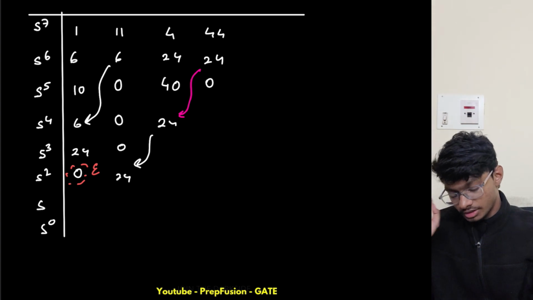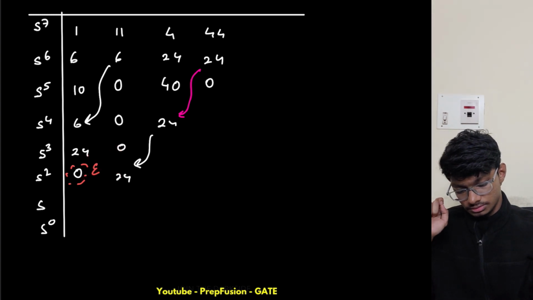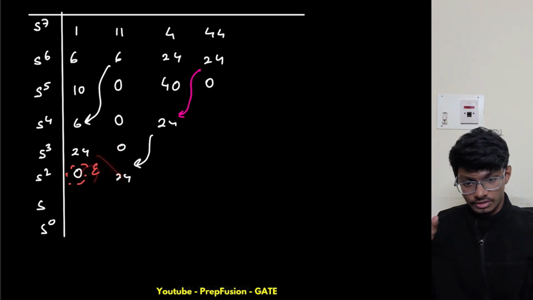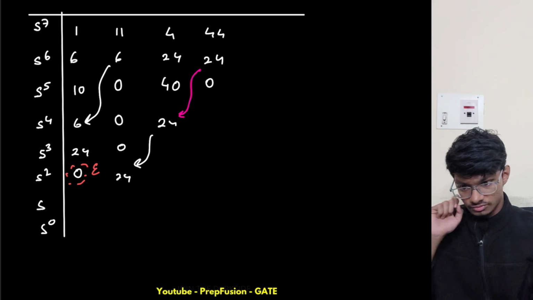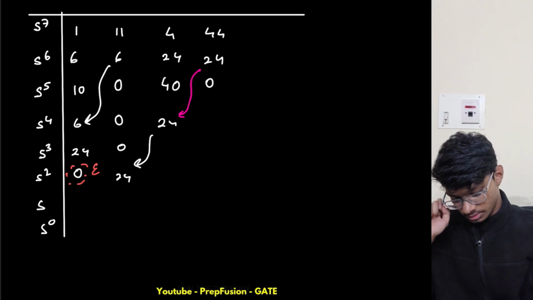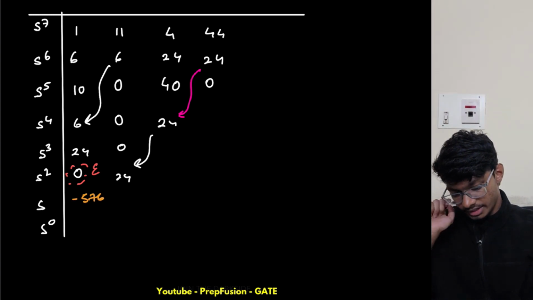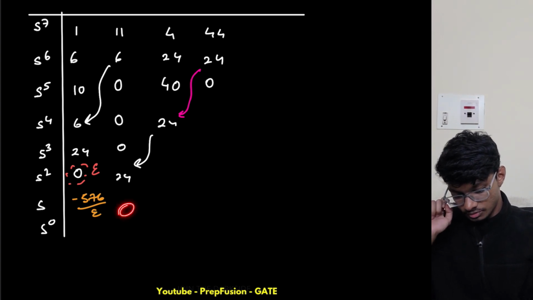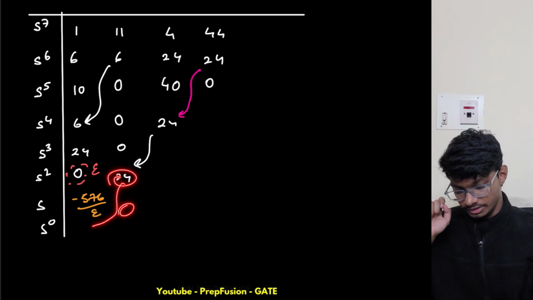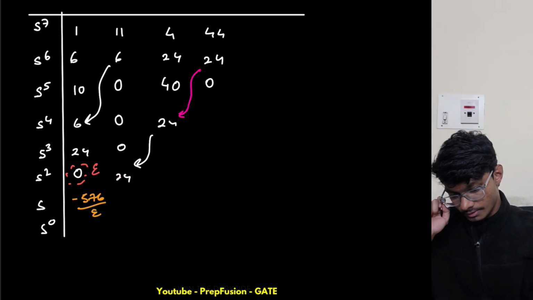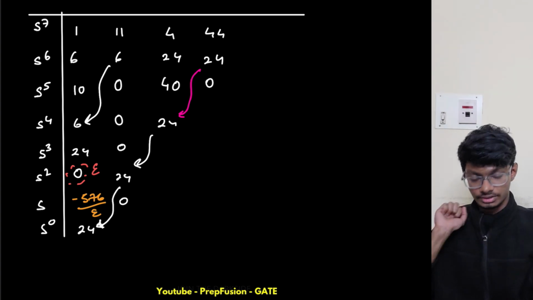If I continue my calculations, here epsilon times 0 minus, this is 0 only, this is 24 times 24, that is minus 576 divided by epsilon itself. Now here I have 0 and this is 24, so this will come over here, right? Shortcut. So this is 0 and this will come over here, so I will have 24 over here.